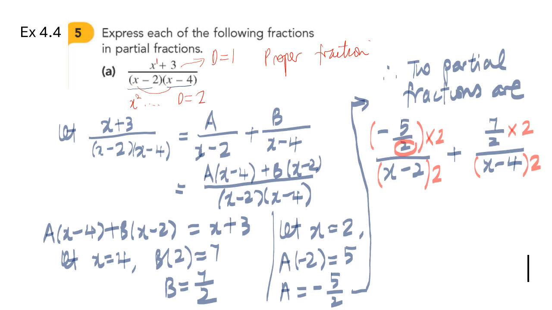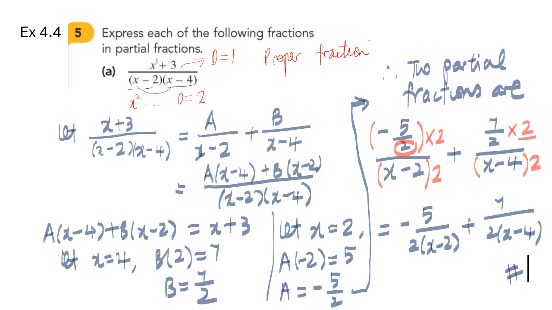So what do you end up with? You end up with negative 5 over 2 bracket x minus 2 plus 7 over 2 bracket x minus 4. Okay, so these two are our partial fractions. 7 over 2 times 2 will give you 7. If you're not too sure, you can write 2 as 2 over 1, so you just multiply the numerator, 7 times 2, 14. Denominator is 2, so 14 divided by 2 gives you 7.